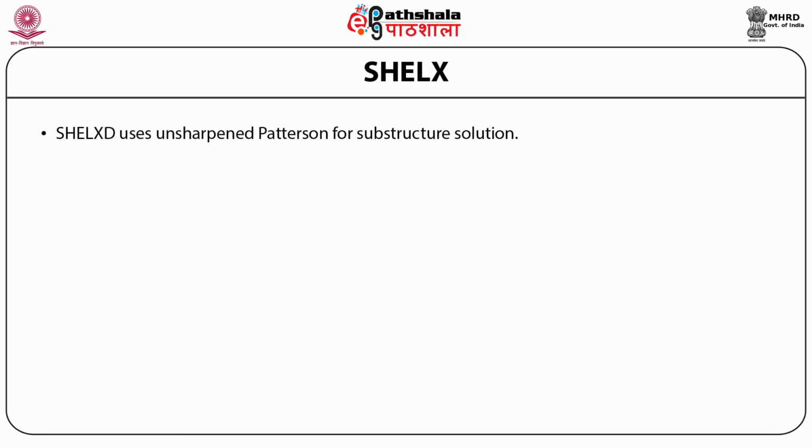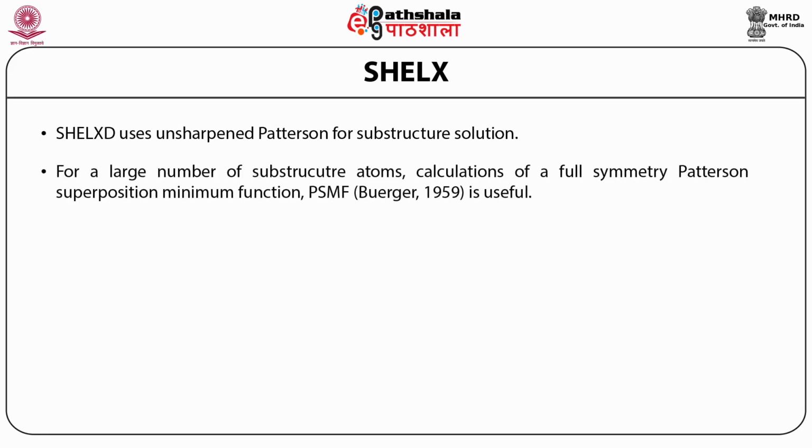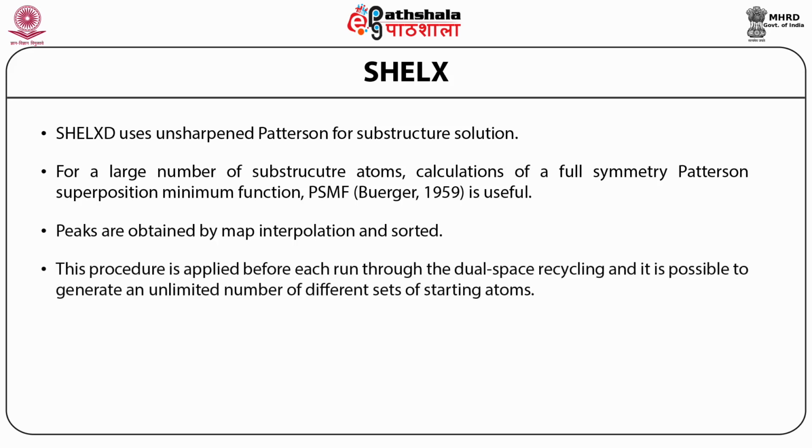SHELX-D uses unsharpened Patterson for substructure solution. Substructure means determining heavy atoms. For a large number of substructure atoms, calculation of a full symmetry Patterson superposition minimum function, PSMF, is useful. Peaks are obtained by map interpretation and sorted. This procedure is applied before each run through the dual space recycling, and it is possible to generate an unlimited number of different sets of starting atoms.